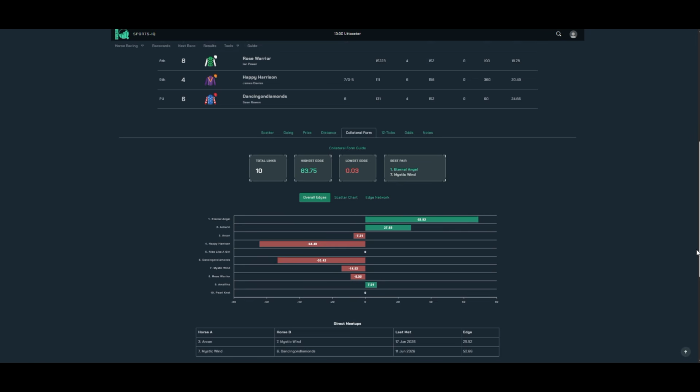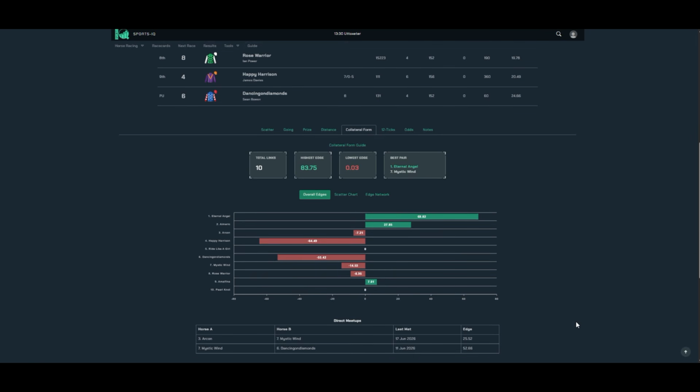Direct and indirect meetups. Now we can see exactly where the numbers come from. Starting with the direct meetups, there are only 2. Archon beat Mystic Wind by an edge of 25.52. Then Mystic Wind comfortably beat Dancing on Diamonds by 52.66. That's important because the direct form is the strongest evidence you can have. These horses have actually raced one another. Already Dancing on Diamonds has one significant negative against its name.